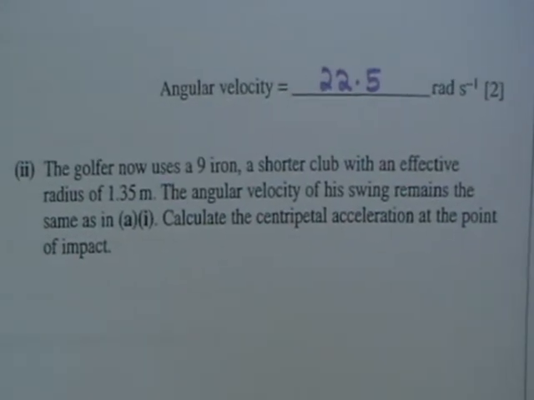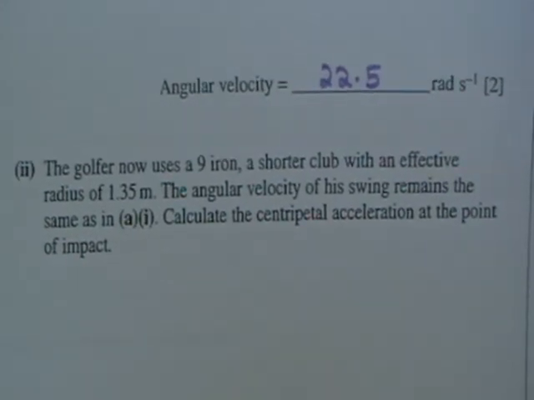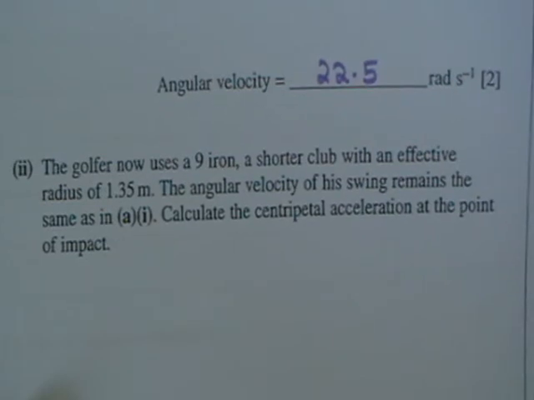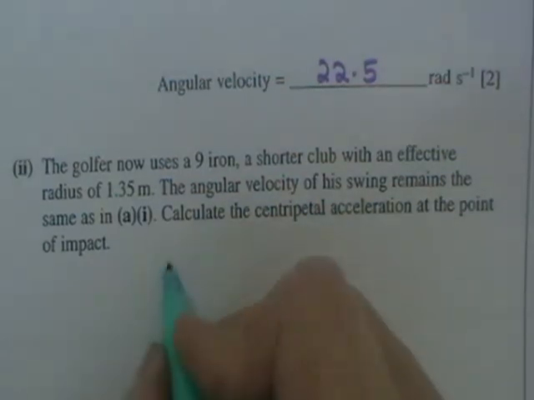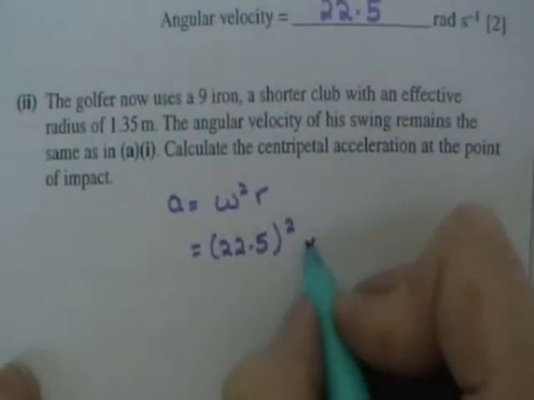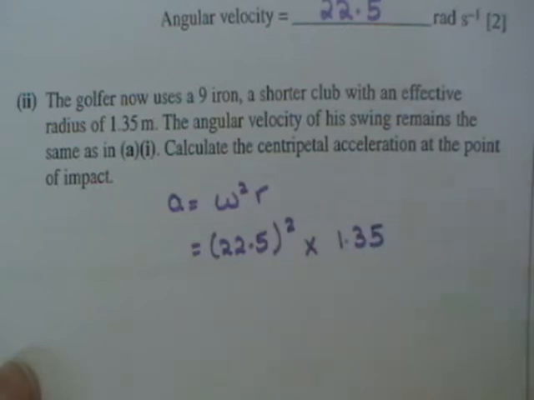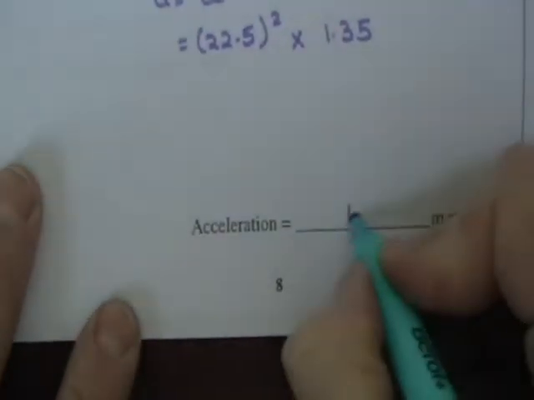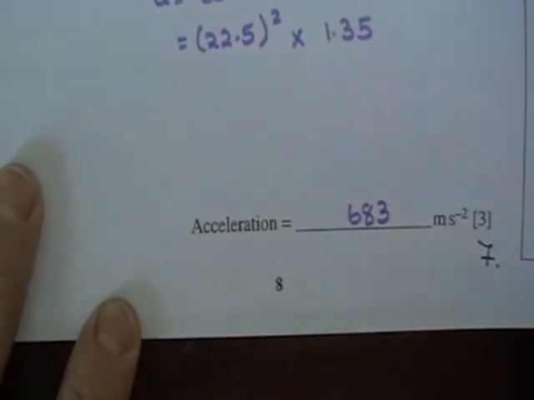The golfer now uses a 9-iron, a shorter club with an effective radius of only 1.35 meters. The angular velocity of the swing remains the same as in part A. Calculate the centripetal acceleration at the point of impact. So his angular velocity stays the same, so a is equal to omega squared r, and that's 22.5 squared multiplied by, this time, the radius of only 1.35, and that comes out as 683 meters per second squared.